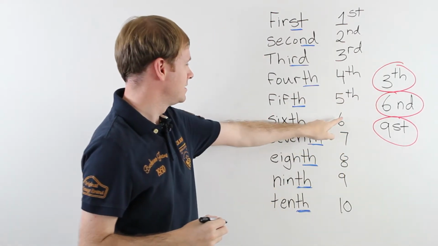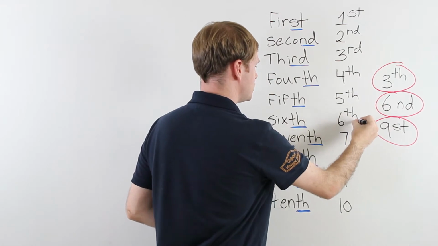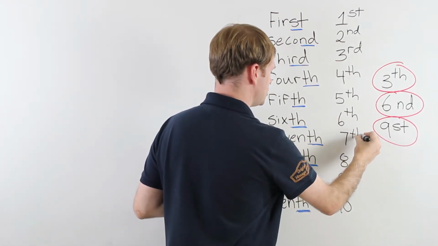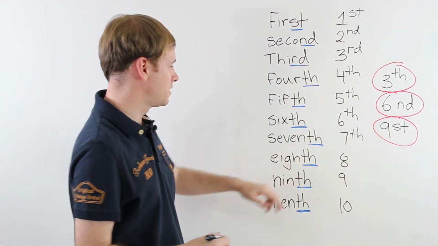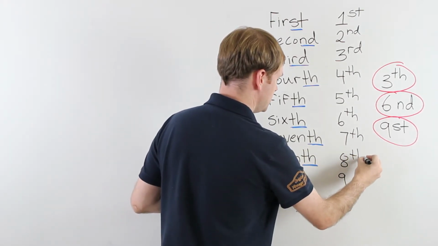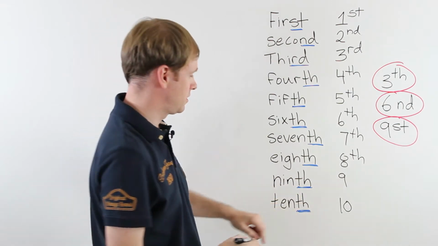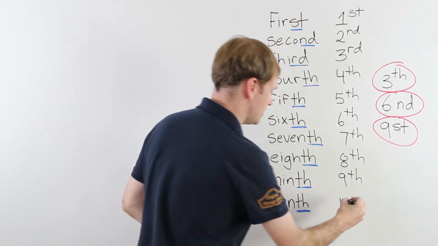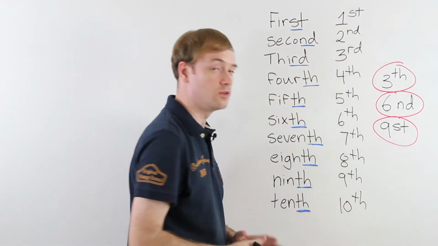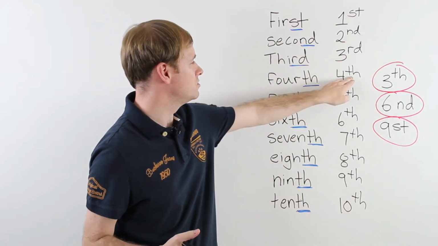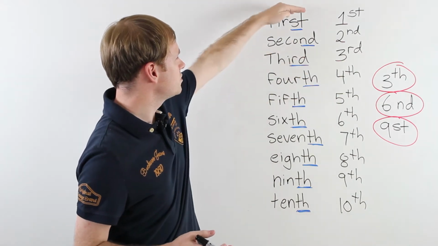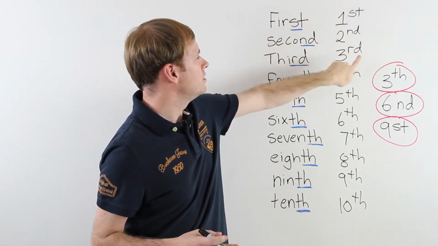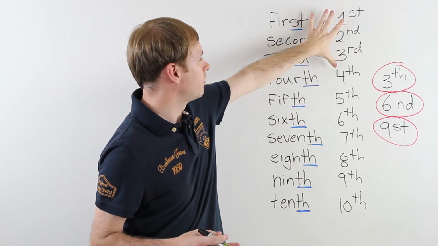Sixth, TH. 7th, TH. 8th, th, ninth, th, 10th, th. Okay, so you can see most of them use the th. Just the first, second, third, ST, ND, RD. You have to be very careful.